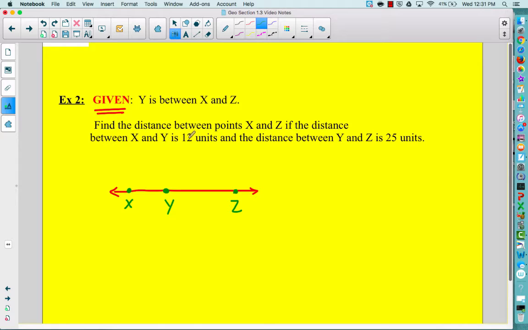It says find the distance between points X and Z if the distance between X and Y is 12 units and the distance between Y and Z is 25 units. Okay, so if I want to find the distance between X and Z, then I can use the segment addition postulate. The sum of the two parts equals the whole. So 12 plus 25 is going to equal the whole segment XZ, so 37. You really want to draw an accurate picture there, okay?